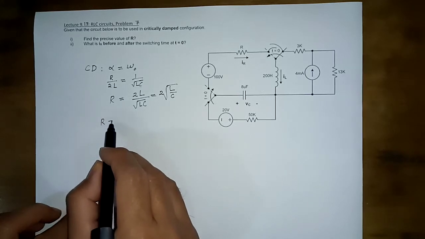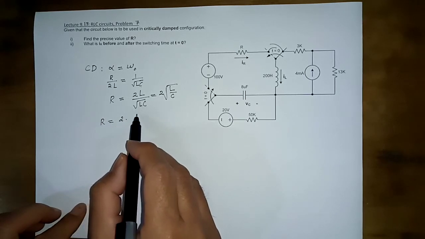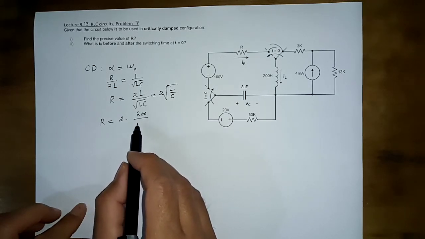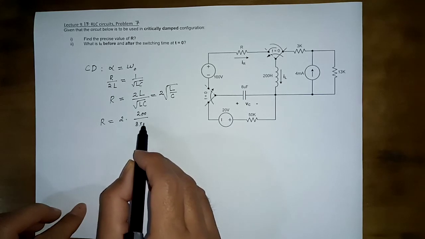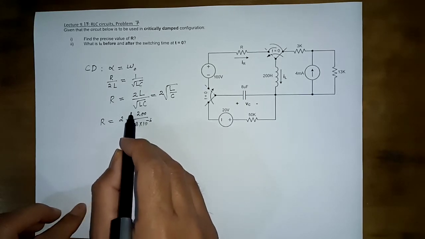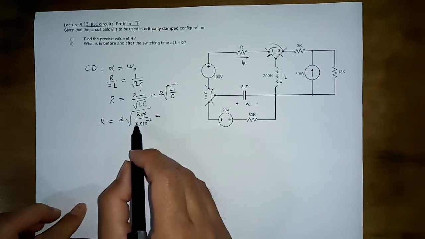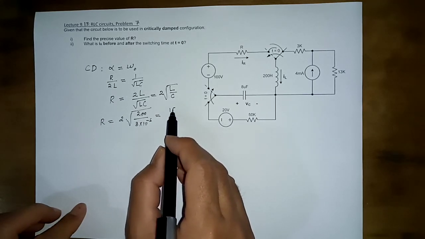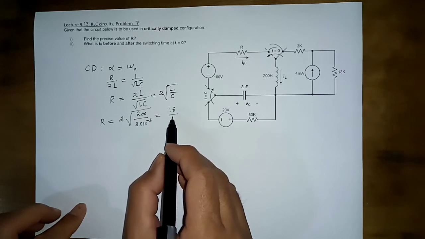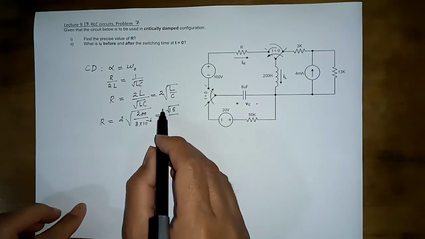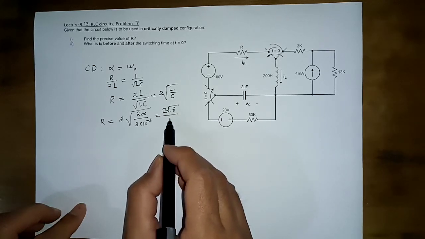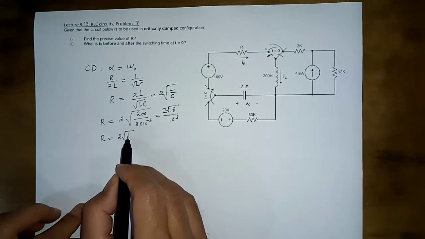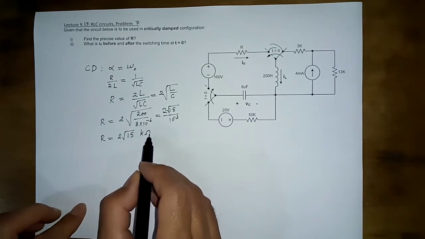So R should be equal to twice the square root of L over C, where L is 200 Henry, a large inductance, and C is a small capacitance. We are going to get 2 times the square root of 15 over 10 raised to the power minus 3, or R should be equal to 2 times square root of 15 kilo ohm.